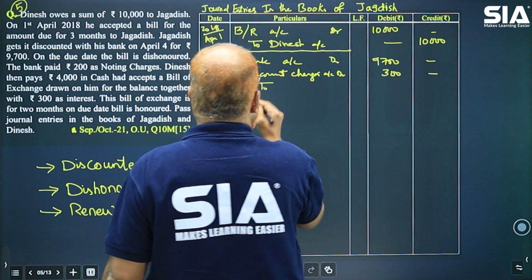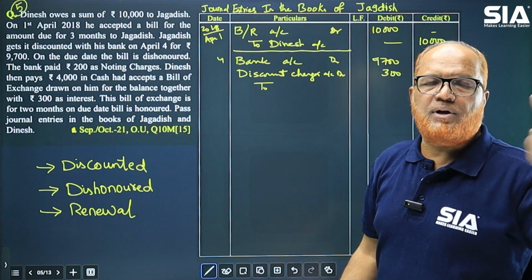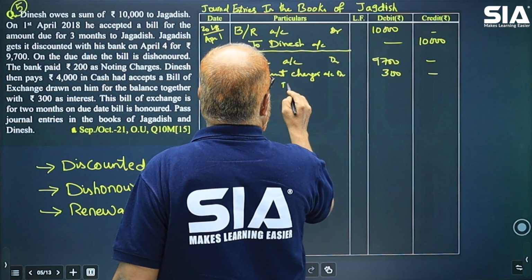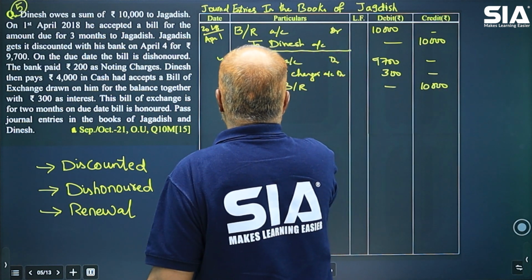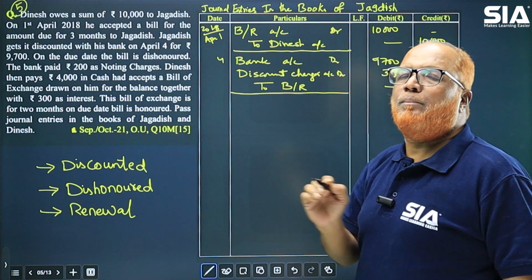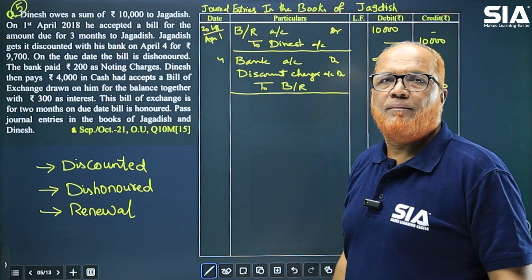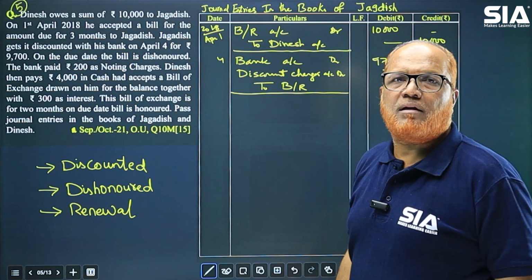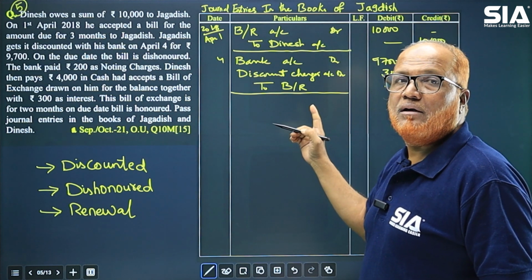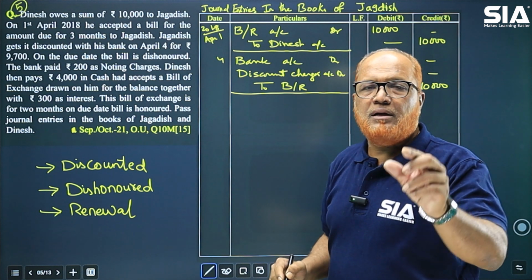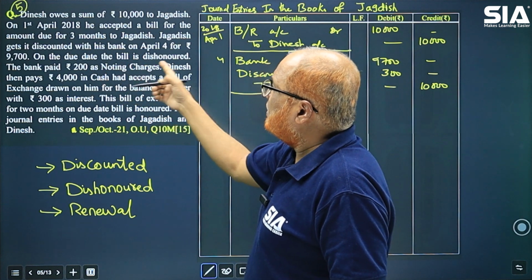To, what is going out of the business? Bill is going out. We are giving the bills receivable to the banker. So credit should be given to bills receivable. Amount is 10,000. Now one point you see, when Jagdish received the bill, he debited bills receivable account. When the bill is discounted with the bank, Jagdish is giving the bill to the banker. The bill is going out. So when bill goes, bills receivable should be credited. Narration, being the bill discounted with bank. That's it. So now, on the due date, the bill is dishonored.